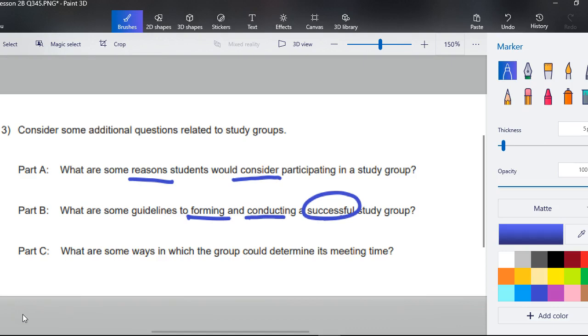And part C, what are some ways in which the group could determine a meeting time? There are so many electronic possibilities. You can do all sorts of polls. You can do all sorts of applications on phones. Consider those and use those.